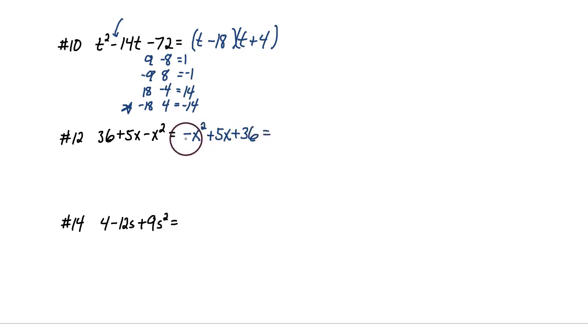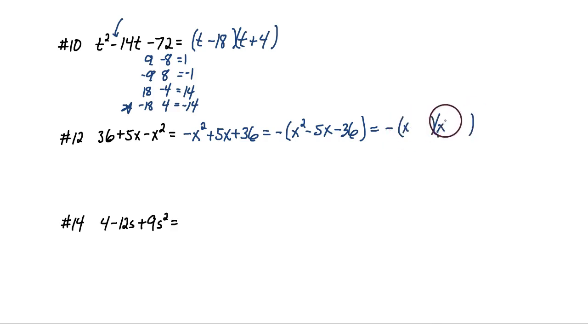Next, because it has a negative leading coefficient, let's factor out a negative sign. That leaves us x squared minus 5x minus 36 inside the parentheses. Now let's factor that trinomial. Here's the negative sign, and now the two sets of parentheses.